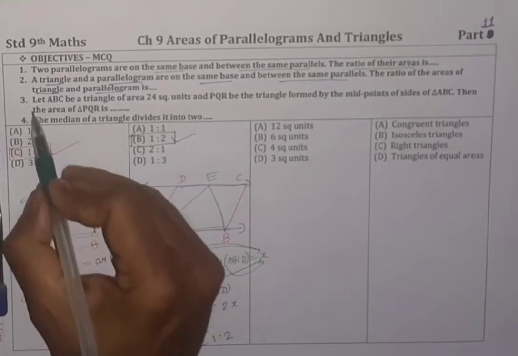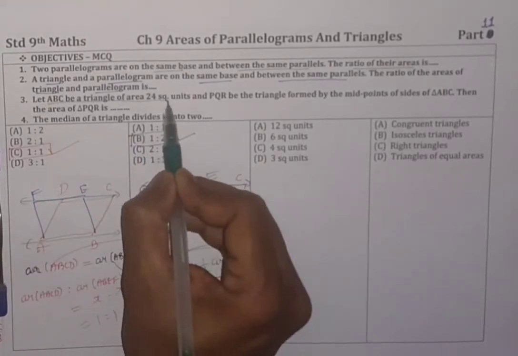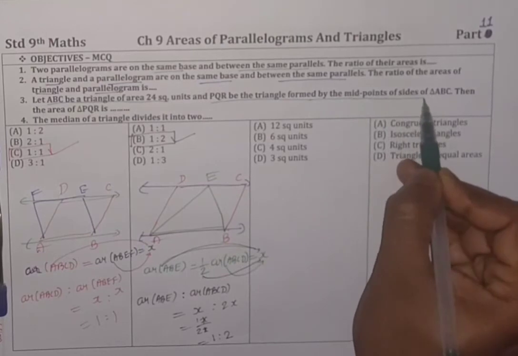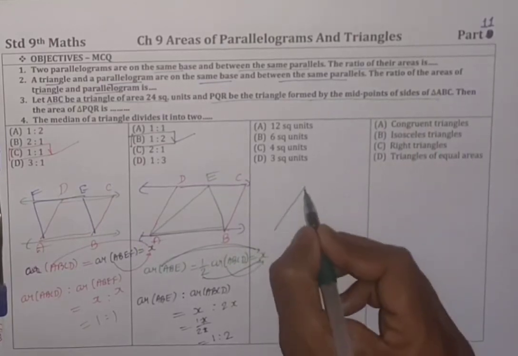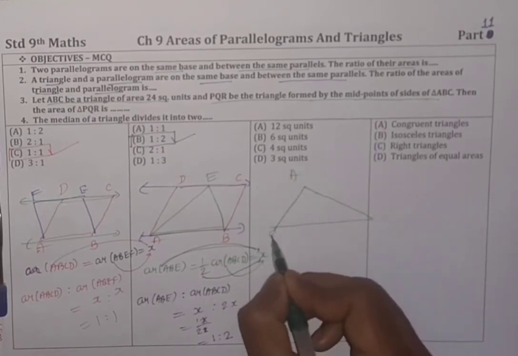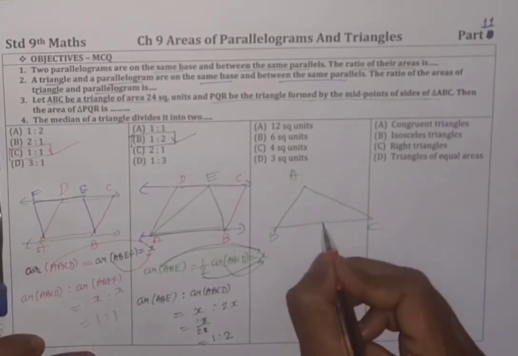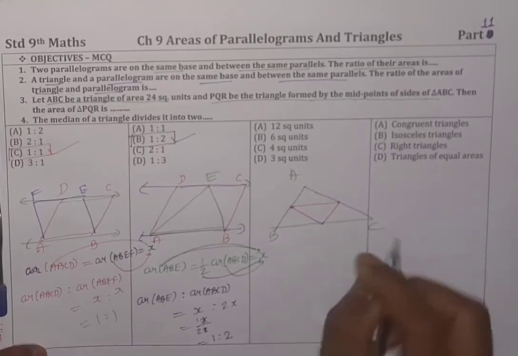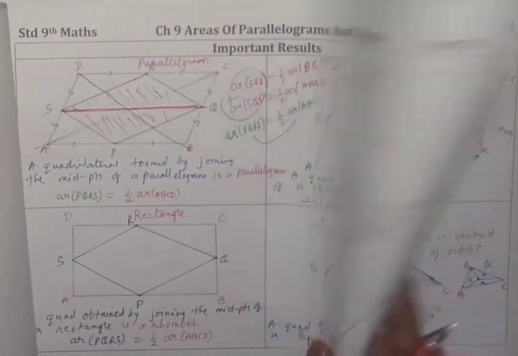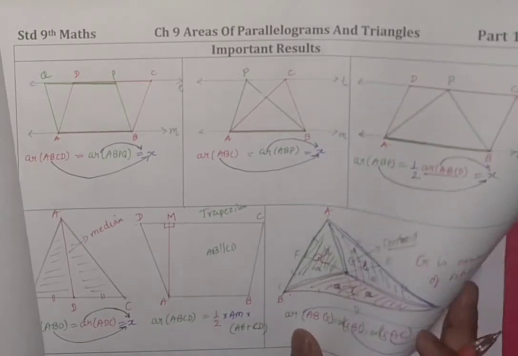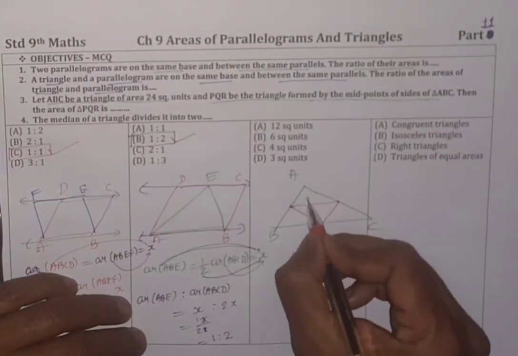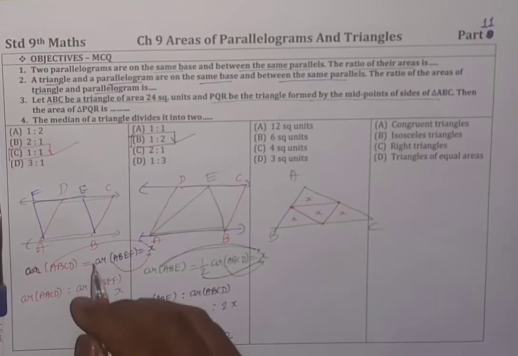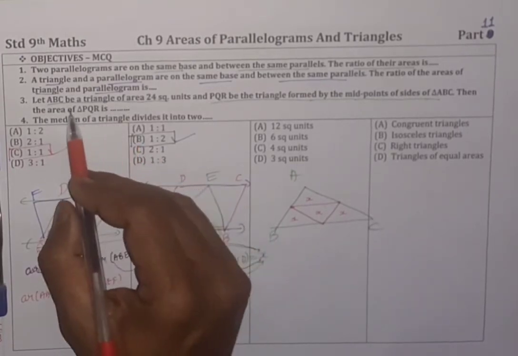Understood? Next. Let ABC be a triangle of area 24 square units and PQR be a triangle formed by joining the midpoints of sides. Okay, you have triangle ABC, the green one, the big one, and you have the red triangle by joining the midpoints. This result we have seen. I think we haven't discussed it here, but we have seen this. Remember, yes, all these four triangles formed have equal area. So use that.